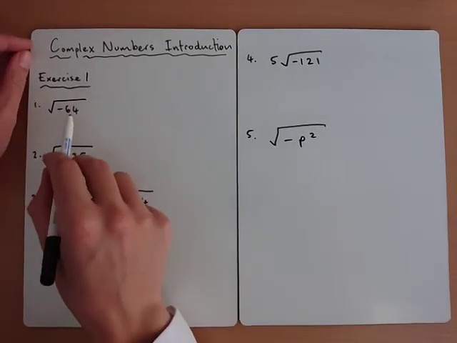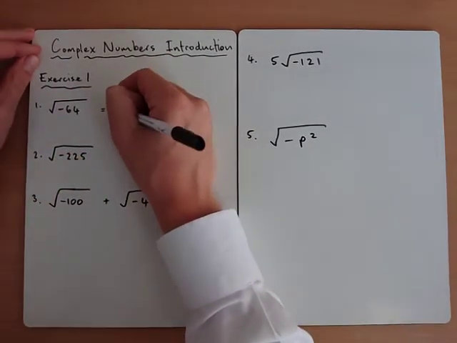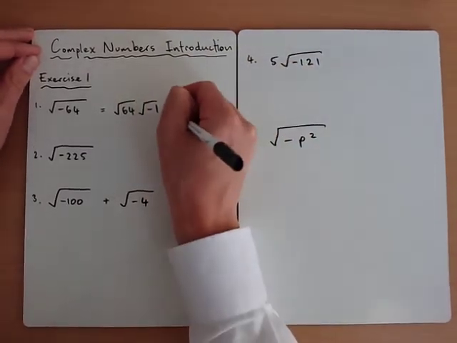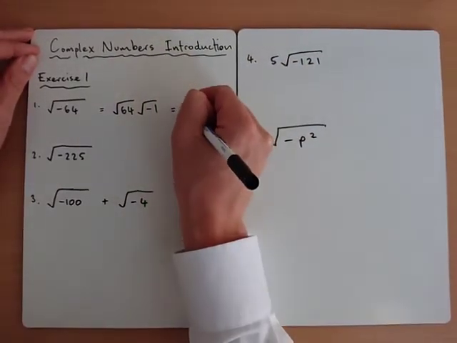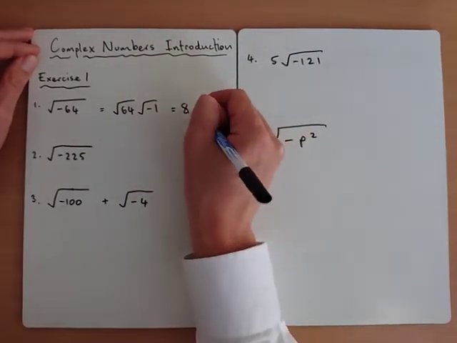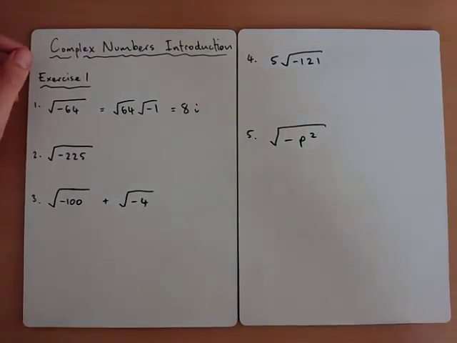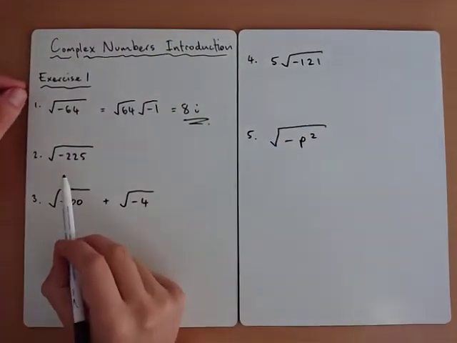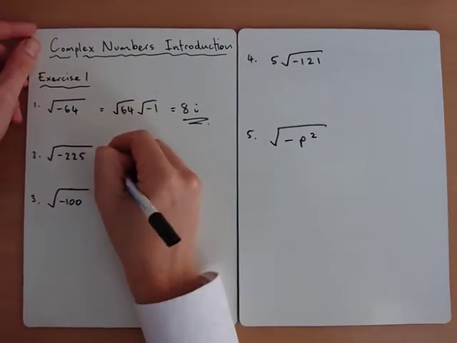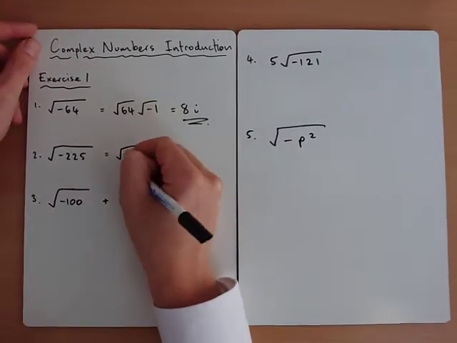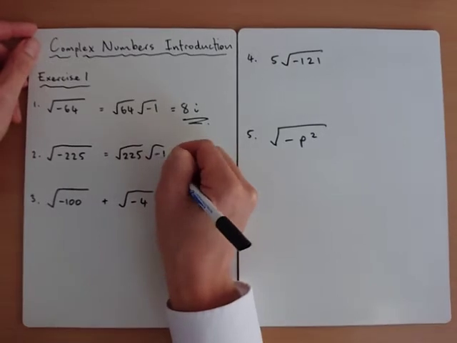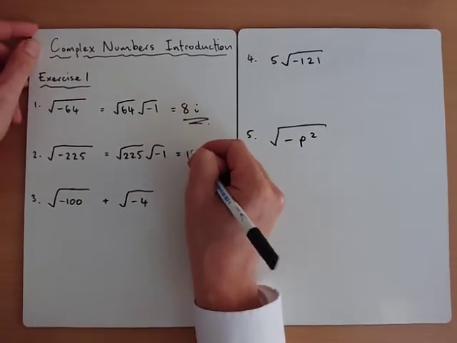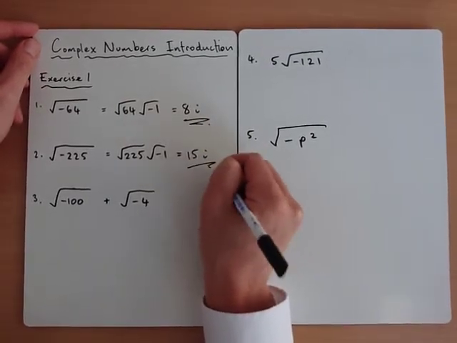Okay, so for this first one, square root of minus 64, you can write that as the square root of 64 times the square root of minus 1. Square root of 64 is 8. Square root of minus 1 is I. Next one, square root of minus 225 is square root of 225 times the square root of minus 1. Use your calculator, obviously, if you're not sure. Square root of 225 is 15. Square root of minus 1 is I.